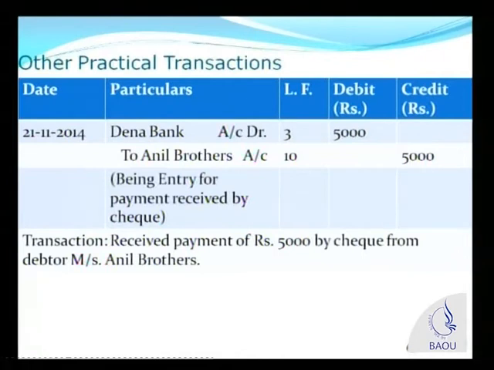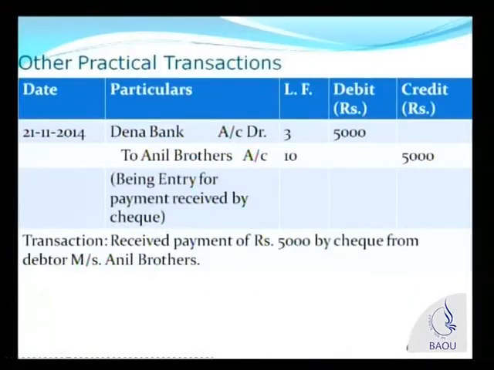He gives you money, 5,000 rupees. Therefore, it's a personal account. The rule of personal account is credit the giver. Anil Brothers is the giver of the money to you, 5,000. Therefore, Anil Brothers account is credited. Now, what are you doing with this cheque received from Anil Brothers? Naturally, when you are receiving payment by cheque, you are going to deposit this cheque into your bank account. Where have you got your bank account? You should remember that we have Dena Bank account.